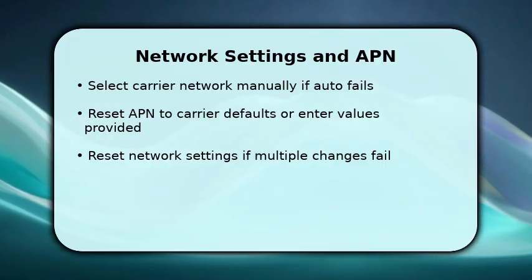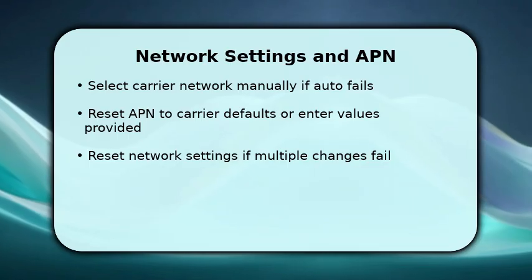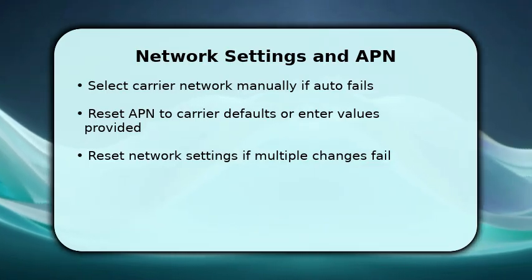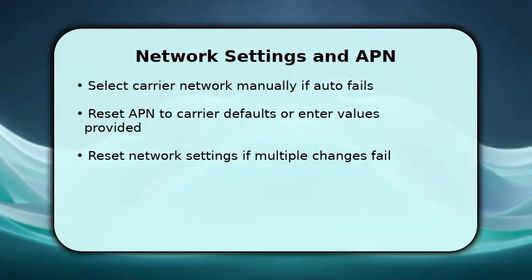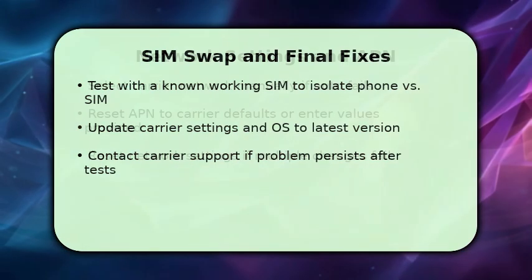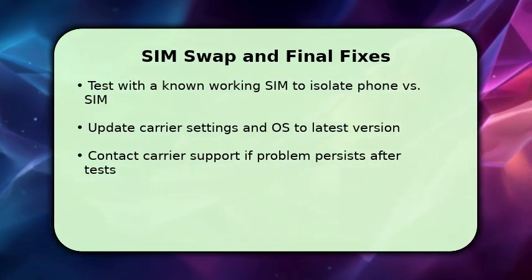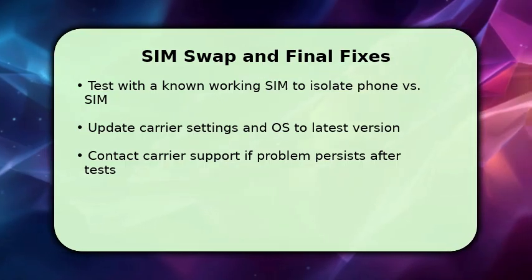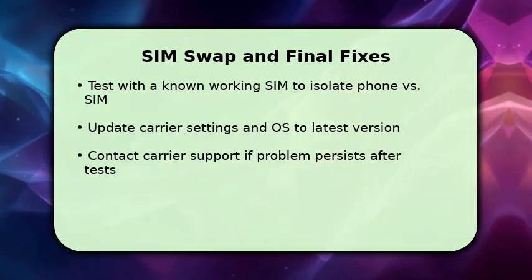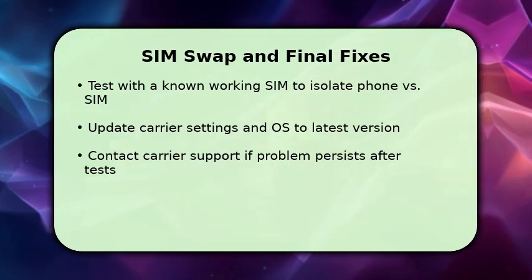If you still struggle, reset network settings to clear corrupted entries. This restores radios, Wi-Fi, and APN back to known defaults. Finish by isolating hardware. Test your phone with a known good SIM and test your SIM in another unlocked phone. This tells you whether the issue is the SIM, the phone, or the account.